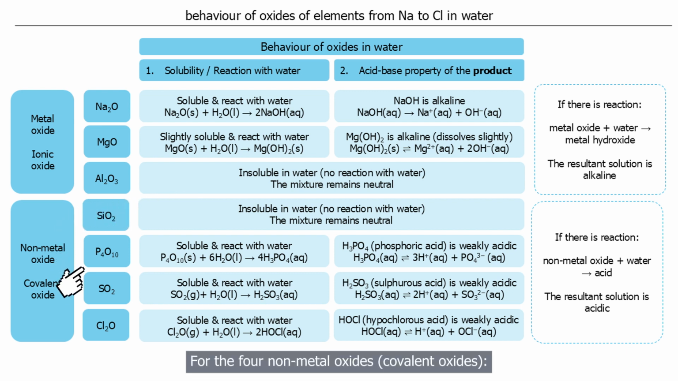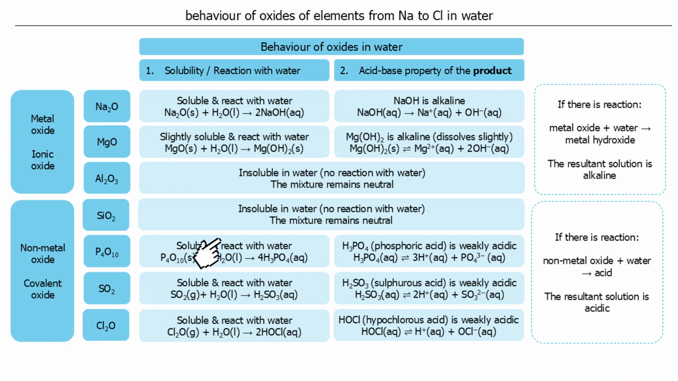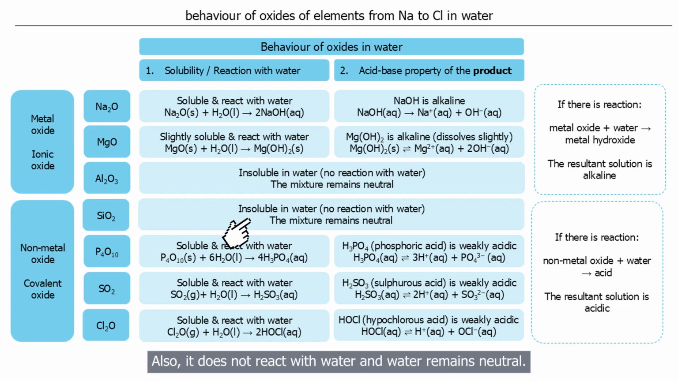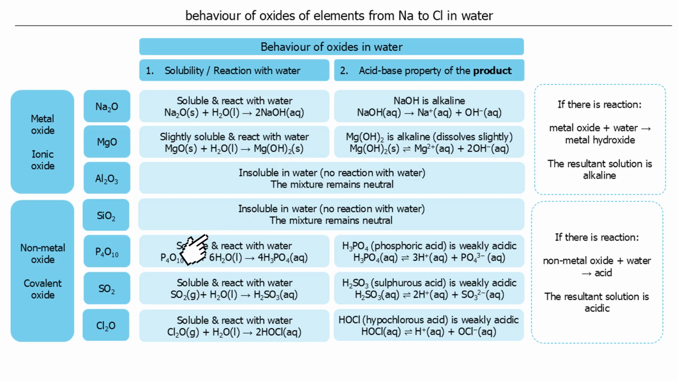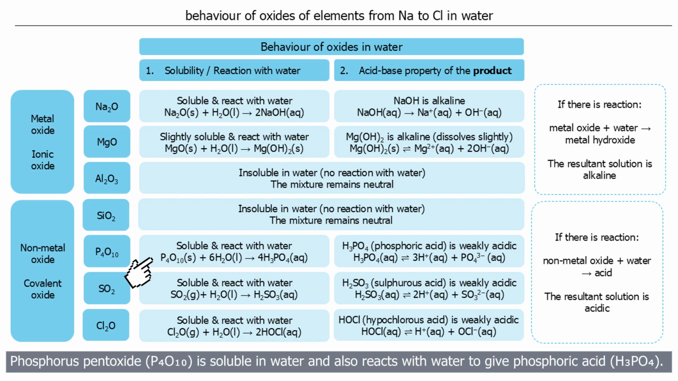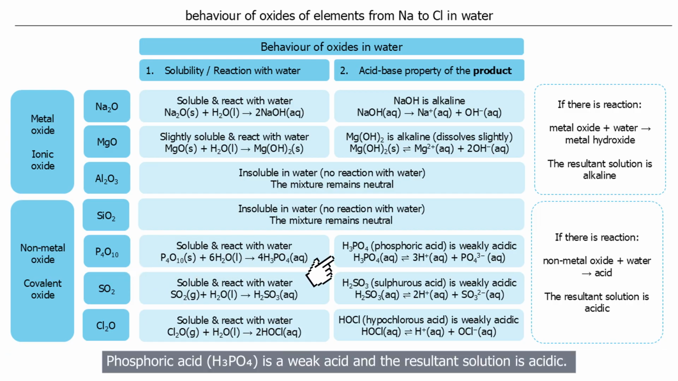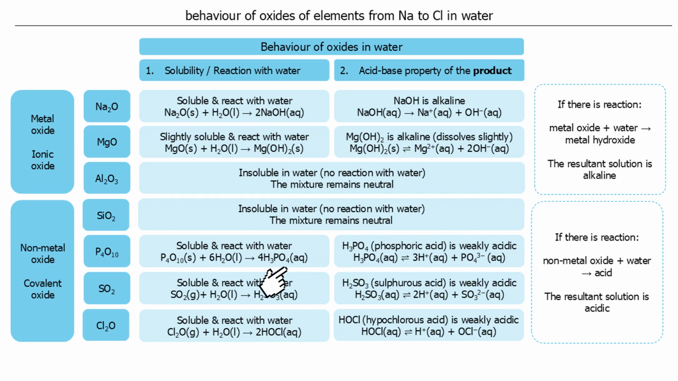For the four nonmetal oxides, silicon dioxide is insoluble in water due to its giant covalent structure. Also, it does not react with water, and water remains neutral. Phosphorus pentoxide is soluble in water and also reacts with water to give phosphoric acid, H3PO4. Phosphoric acid is a weak acid and the resultant solution is acidic.